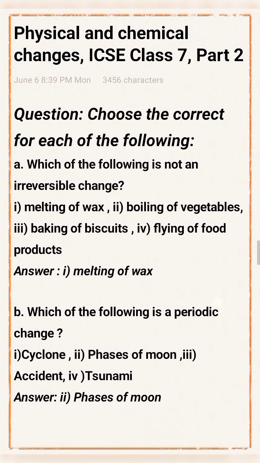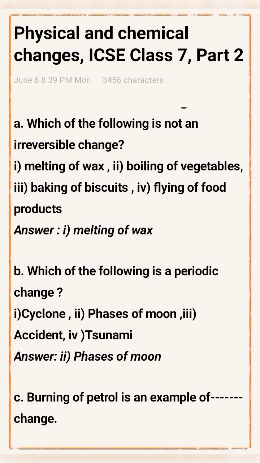Next question B. Which of the following is a periodic change? Option 1, cyclone. Option 2, phase of moon. Option 3, accident. Option 4, tsunami. Option 2 is the right answer, that is phase of moon.